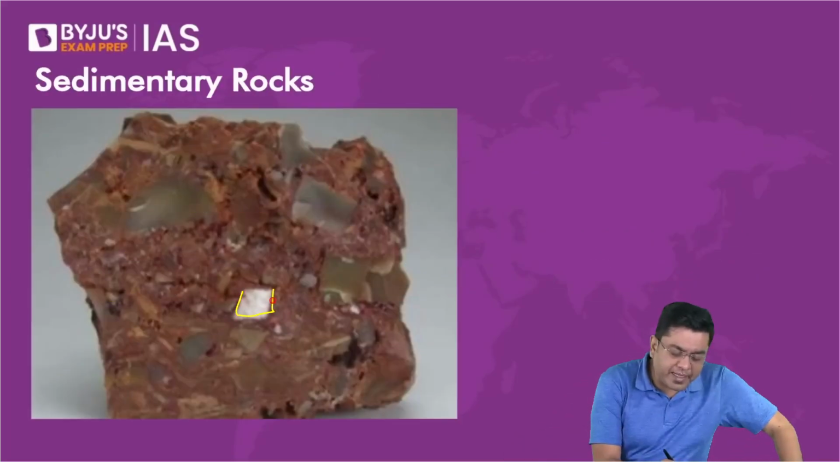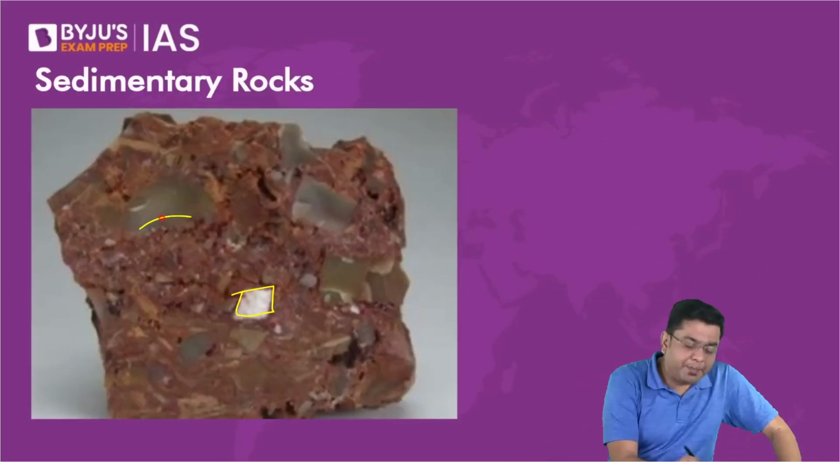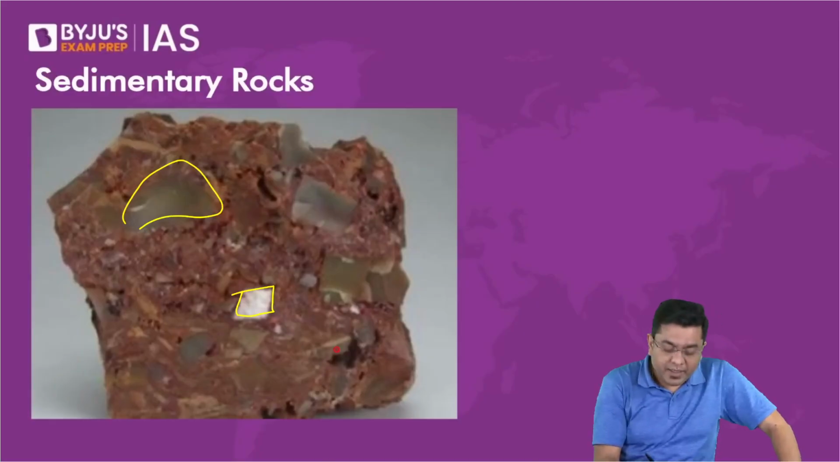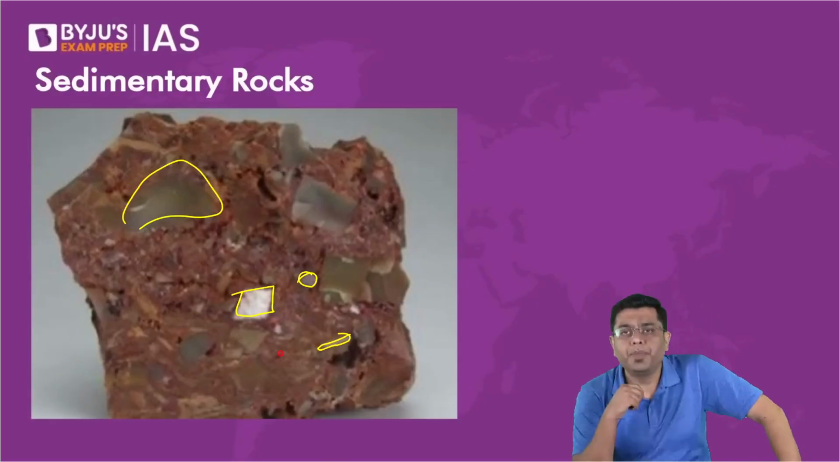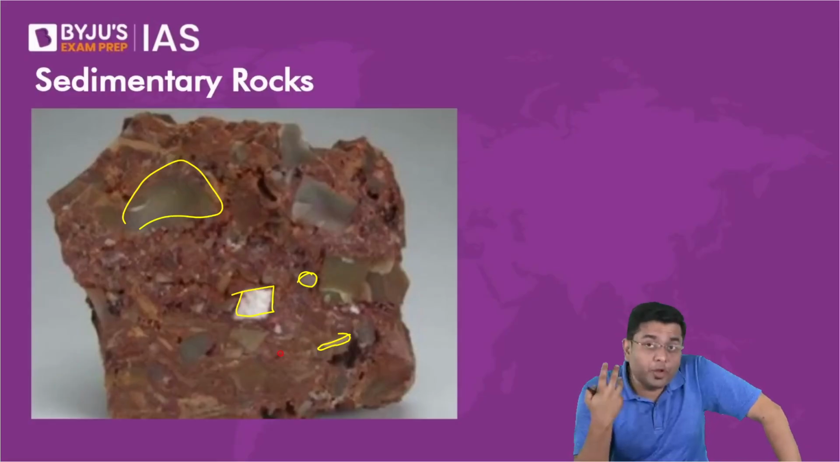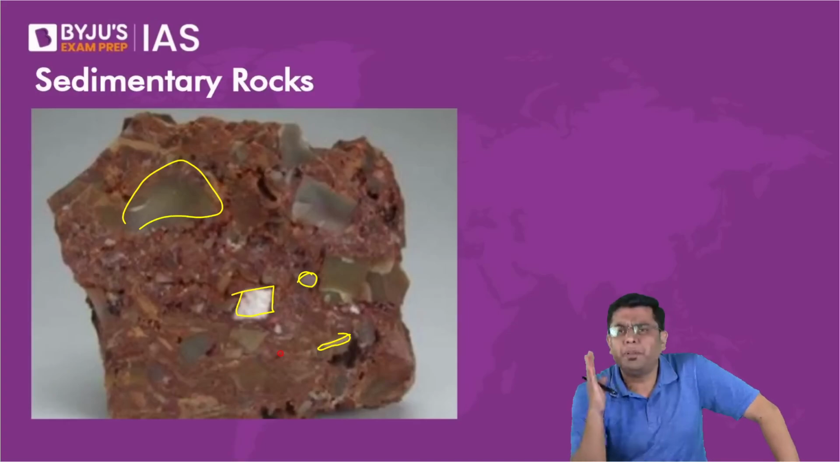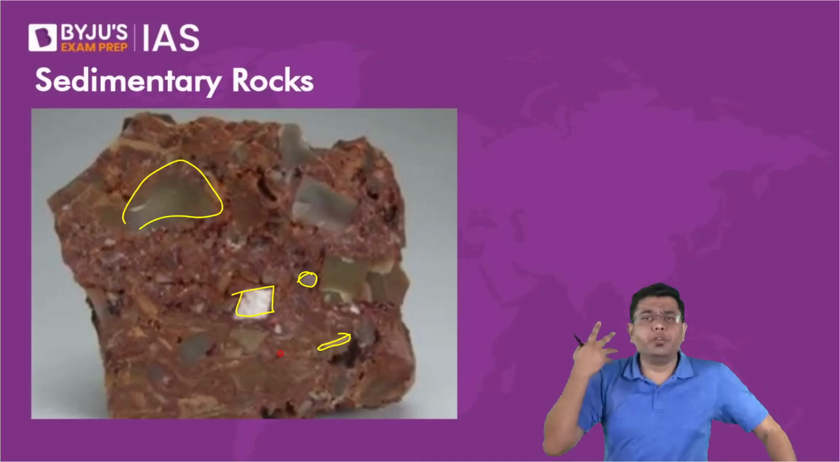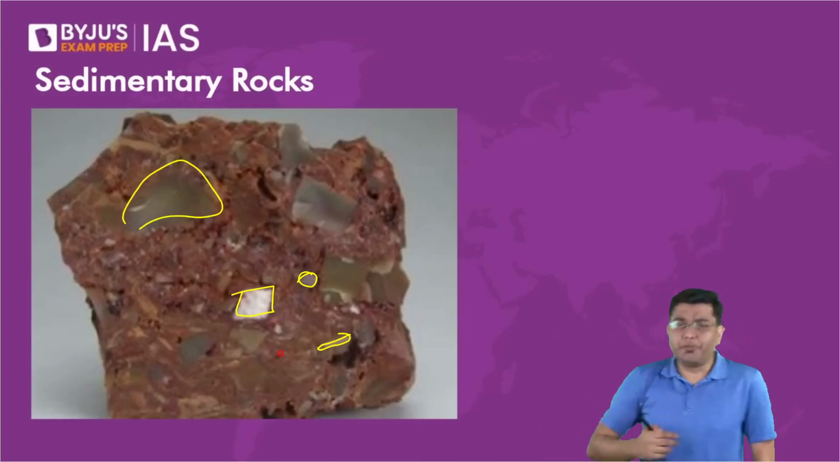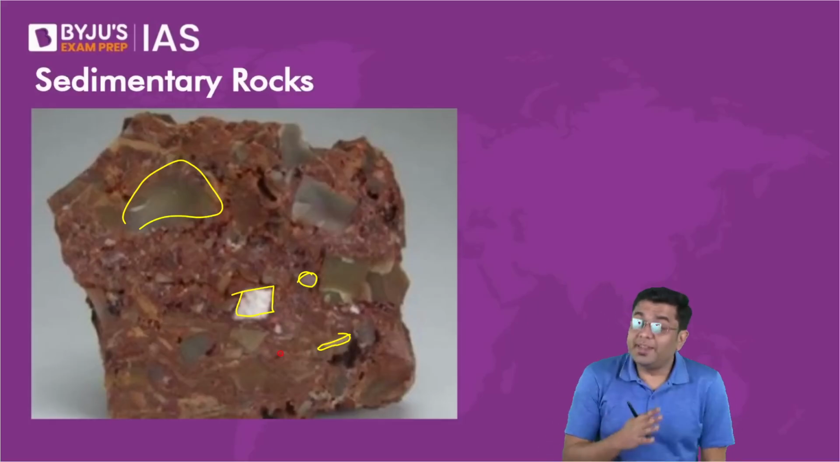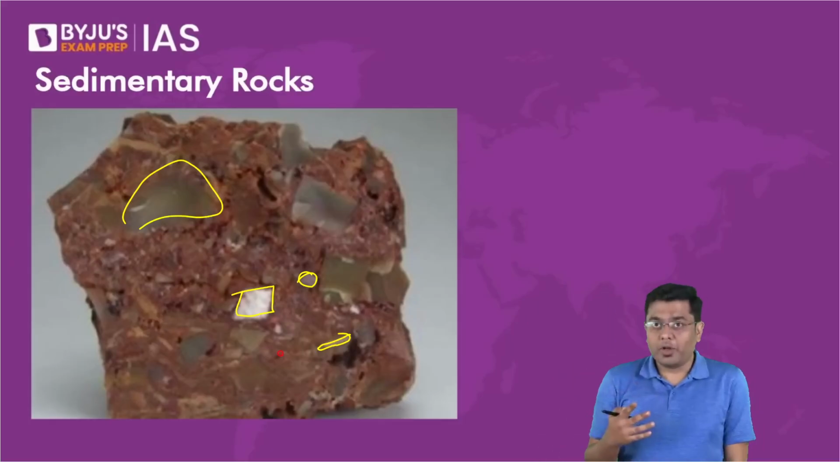You have a separate material which is ingrained here, a separate material which is present here, a separate material which is present here, and so on. So, what does that tell you? It tells you that there have been various deposits which have solidified. These deposits would have taken place over a period of hundreds of years, maybe thousands of years, in certain cases maybe millions of years. So, this is what sedimentary rock is.